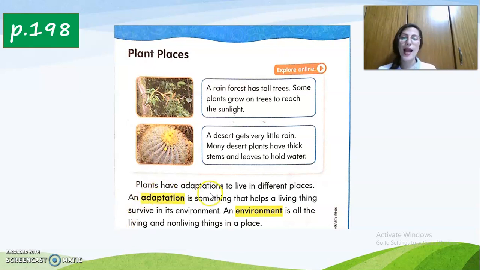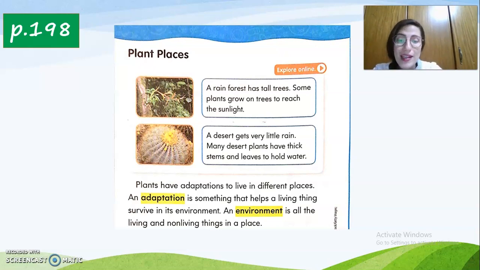So, plants have adaptations to live in different places. An adaptation is something that helps a living thing survive in its environment. An environment is all the living and non-living things in a place. So we listen up carefully. What do we mean? We mean that the plants live in different places. They don't all live in the same place. Some live in a wet place, some others live in a dry place, okay?